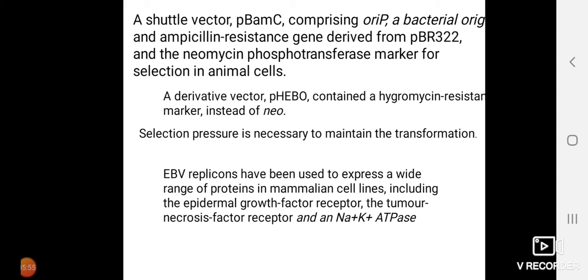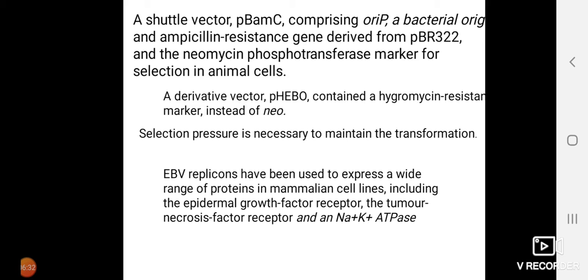Here this selection pressure is necessary to maintain the transformation, and EBV replicons have been used to express a wide range of protein molecules in the host cells. So stable transformations have their own benefit, because here markers are very necessary and selection is also very important. If we keep this kind of selection pressure, it will help in maintaining the transformation for a longer period of time.